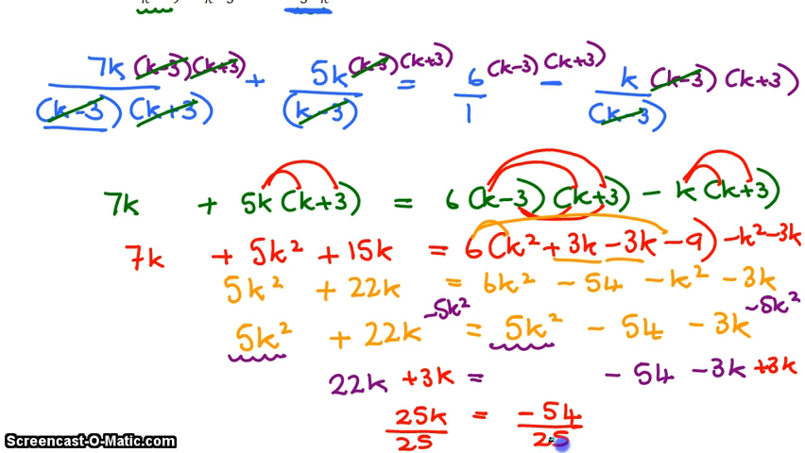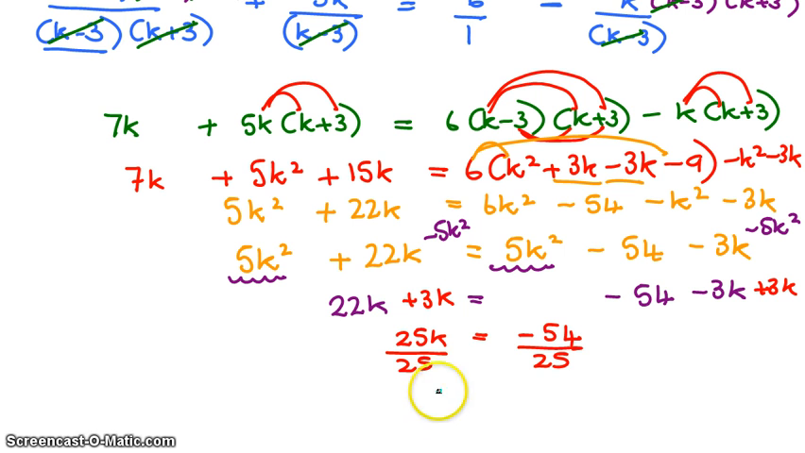Now I'd use my calculator if I want to check whether negative 54 over 25 simplifies anymore. So I plug it into my calculator and it doesn't simplify. So I'm going to leave my answer as negative 54 over 25.